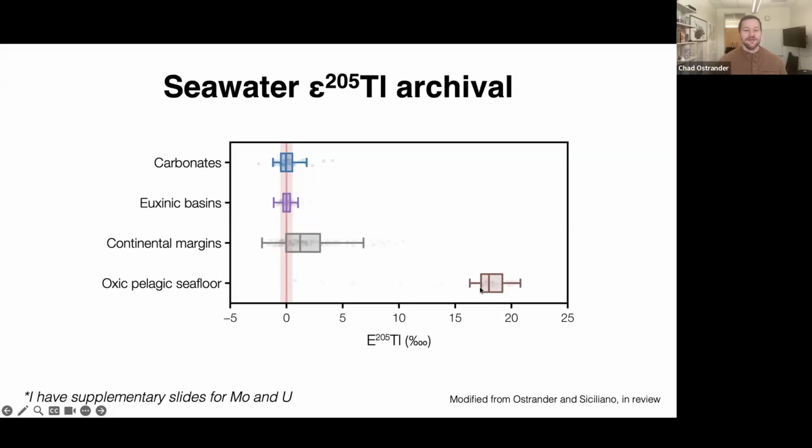Oxic pelagic seafloor, very different from seawater. We know that because of the manganese oxides. Continental margins can skew in that same direction because of manganese oxide burial. Euxinic basins, this is normalized to their individual water columns, do not fractionate thallium isotopes, it seems. The carbonates do not either. For those interested in seeing these plots for molybdenum and uranium isotopes, I also have those at the end of my slide deck.